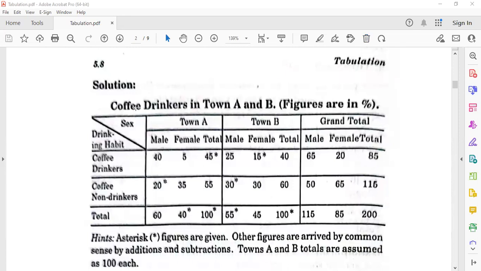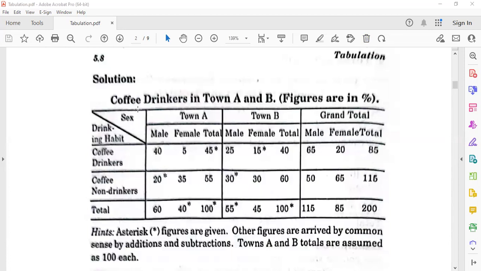The table heading can be put as coffee drinkers in towns A and B, represented in percentages, and towns A and B are divided into male and female population followed by the total column, and all these subtotals are added together to get the grand total. The drinking habits are taken on the left side, which consists of coffee drinkers and non-coffee drinkers. So that total is also taken here.